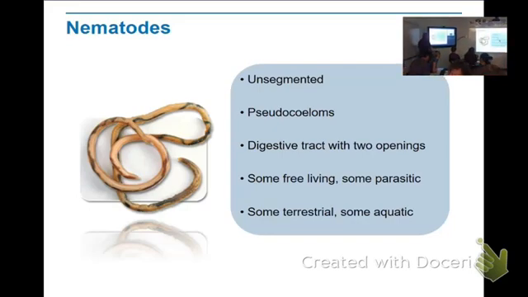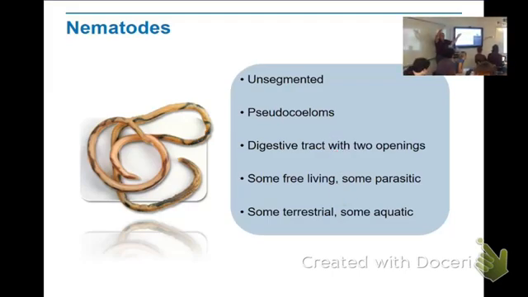They have a digestive tract that has two openings. So they have a mouth and an anus, and it's connected. So their food, whatever they eat, or dissolve, it goes through them. Okay, it's a true, huh? So it's like a snake?